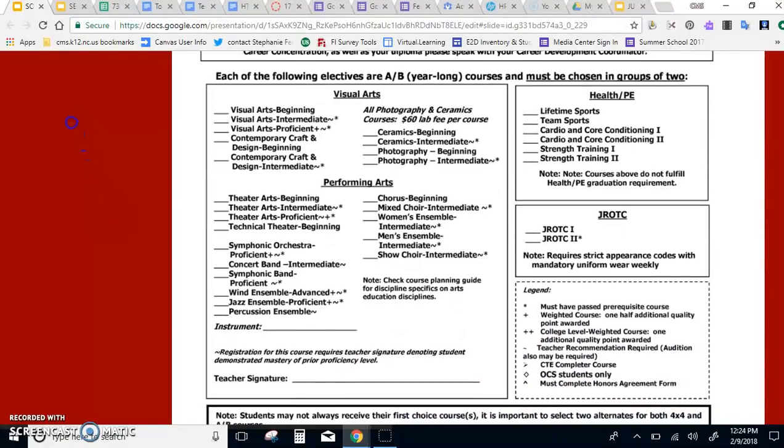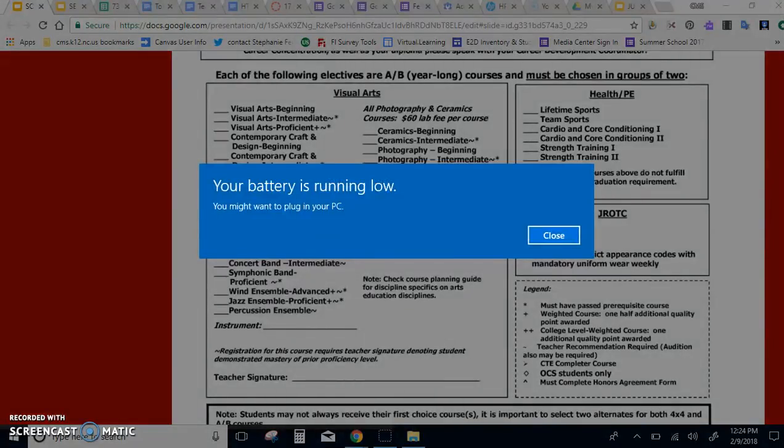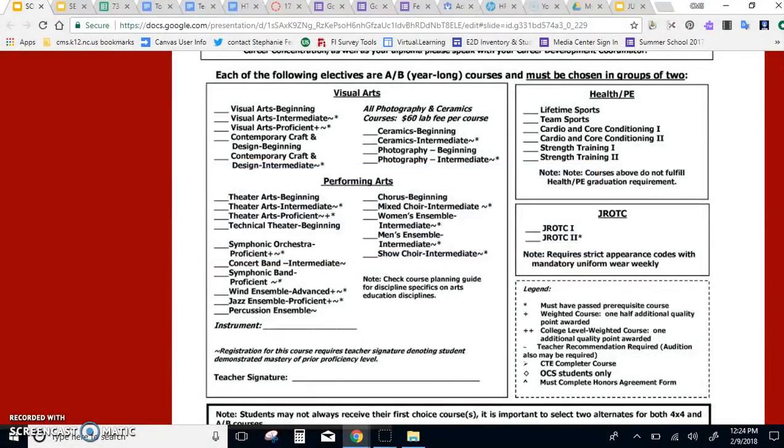You must have met prerequisites to register for upper level arts, photography, band, choral, and theater courses. A teacher signature is required for any level beyond beginners. Please do not select these upper level courses if you have no teacher signature. Please note the $60 fee associated with photography and ceramics courses. Next, let's look at JROTC. JROTC requires strict appearance codes with mandatory uniform wear weekly.